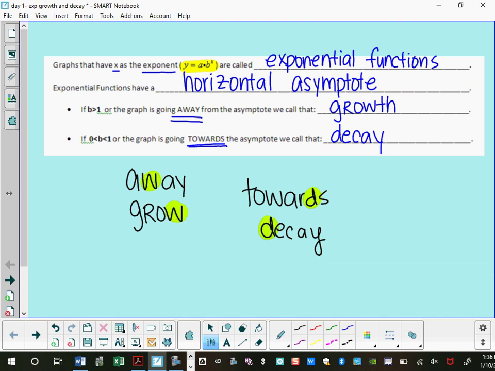Okay? I typically teach that you guys need to know how your graph is going, whether it's going away or towards. If you want to look to see if b is greater or b is less, that's possible, but sometimes it gets harder when we have numbers for a and b. You guys get confused on what to do when.